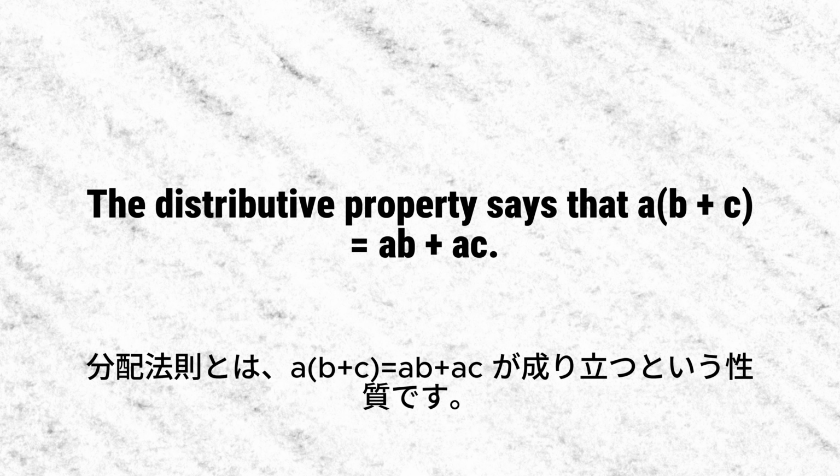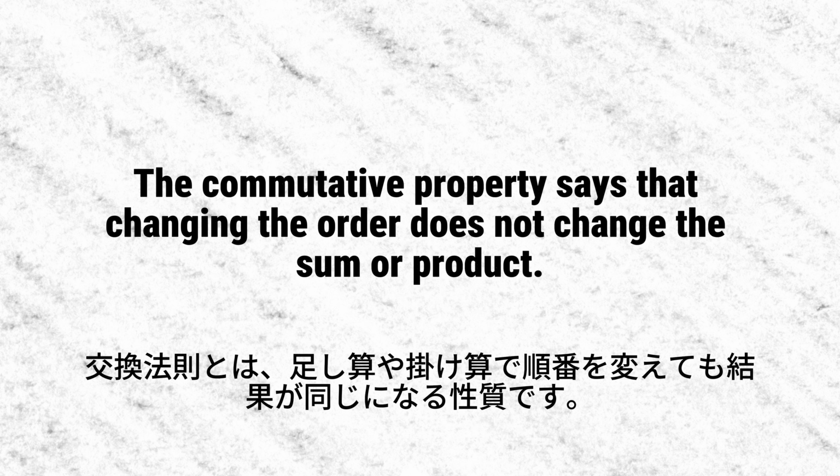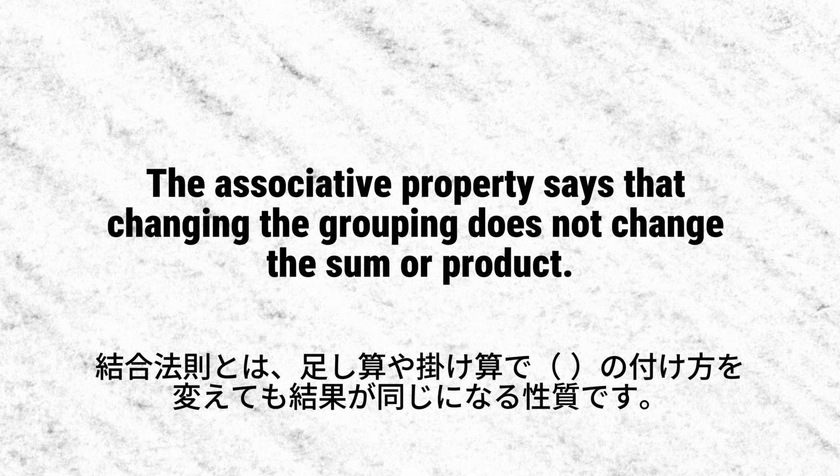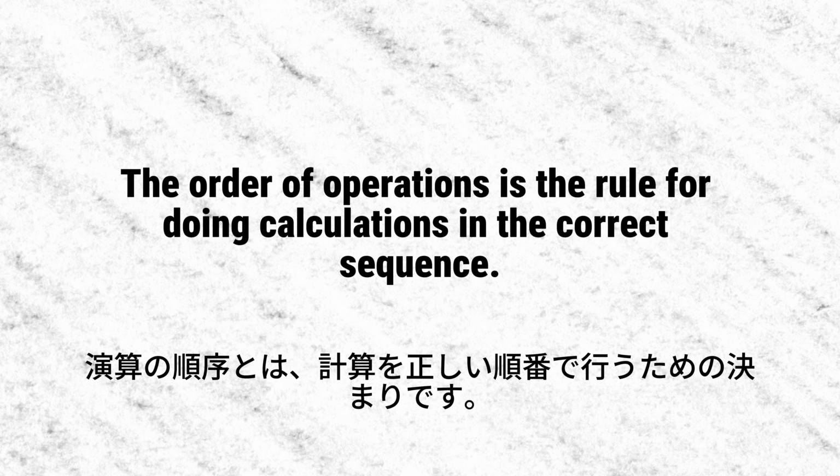The distributive property says that a(b plus c) equals ab plus ac. The commutative property says that changing the order does not change the sum or product. The associative property says that changing the grouping does not change the sum or product. The order of operations is the rule for doing calculations in the correct sequence.